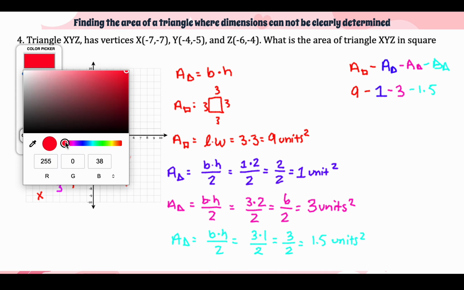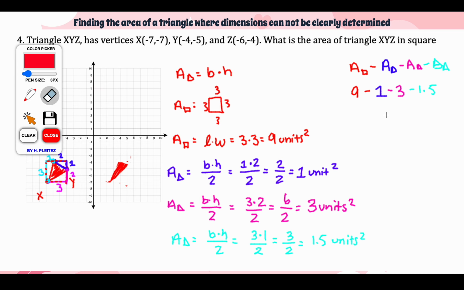So when we do this math, 9 minus 1 minus 3 minus 1.5, you can put this into your calculators. I believe it's 3.5. So the area of that triangle is 3.5 units squared. There might be times when you have to find the area of triangles, like in all the questions for learning target number 3, where you're going to have to manipulate the figure, making it a familiar shape, which is going to be a rectangle or a square, and then subtract the area of all the triangles within it.